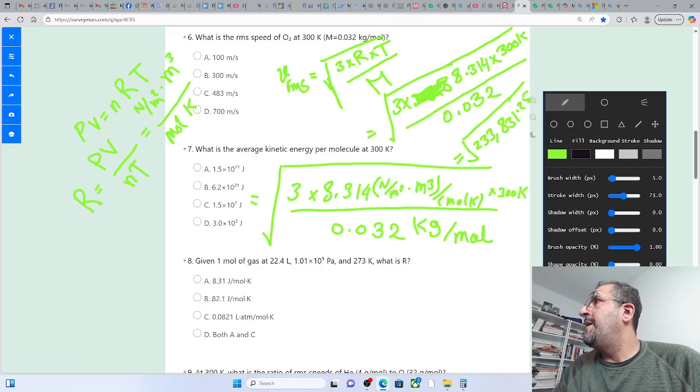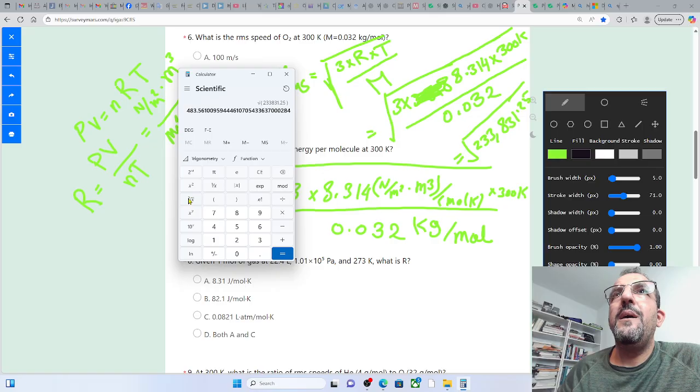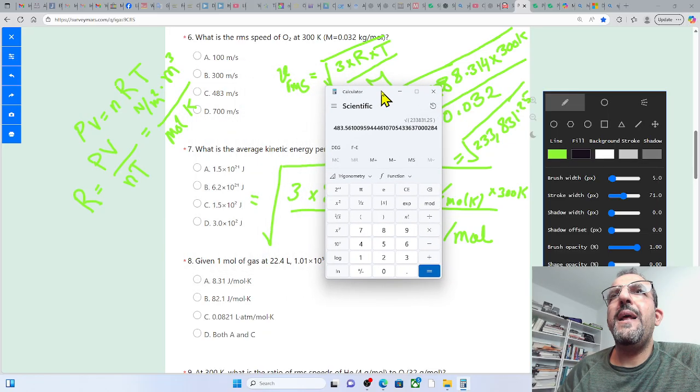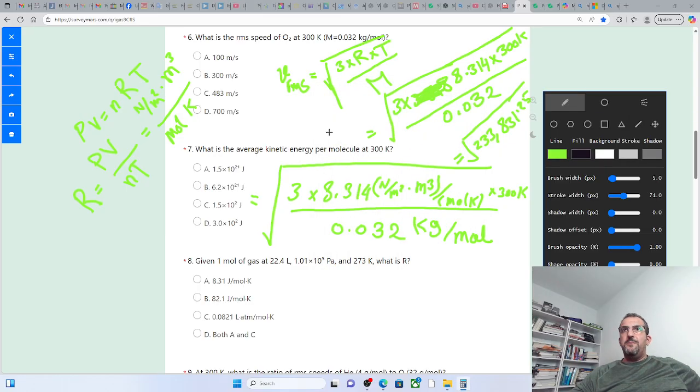Okay, so let's now take the square root. The square root of this number gave me 483, which is C. So that's right. So C is the right answer.